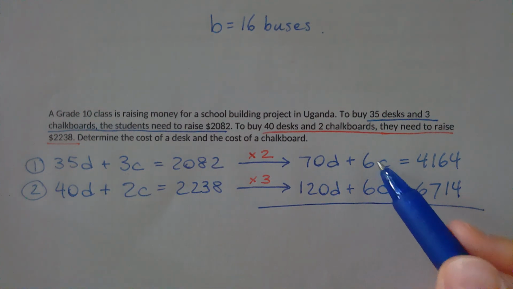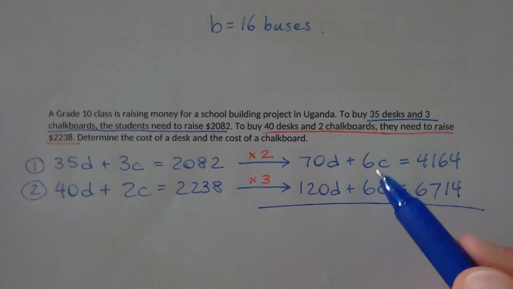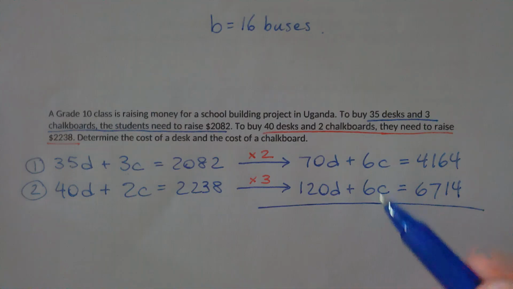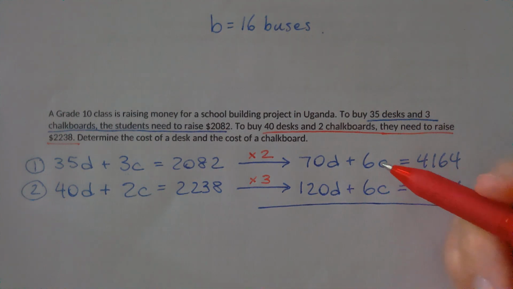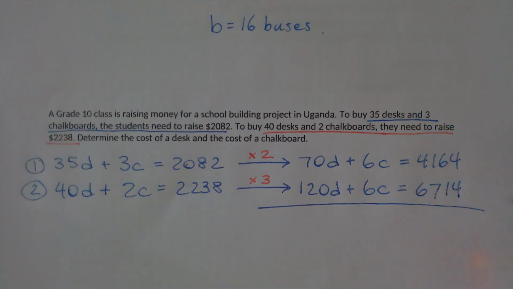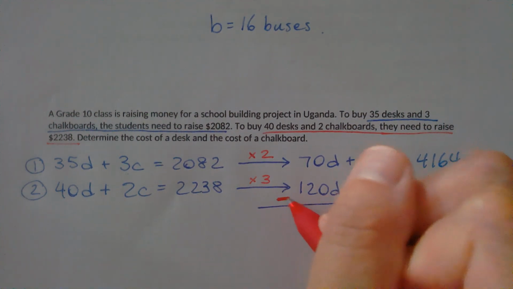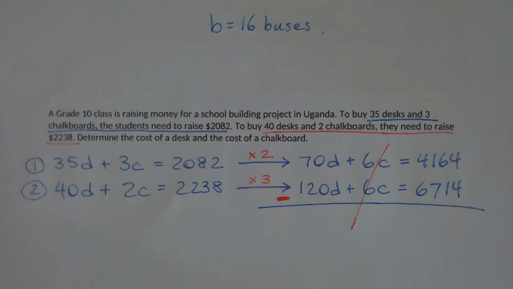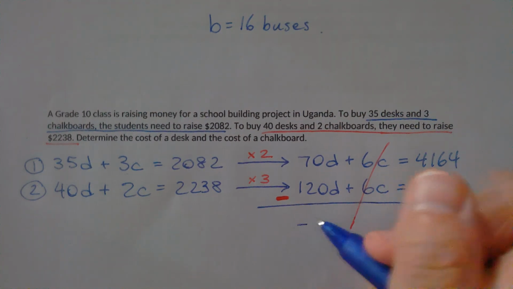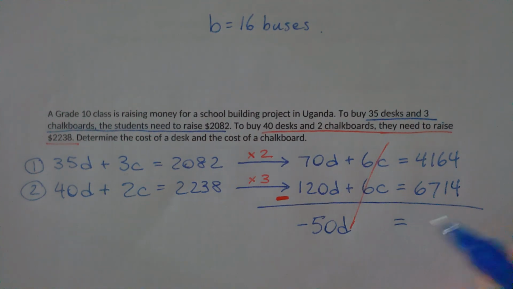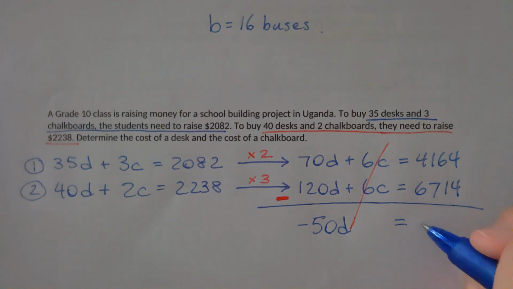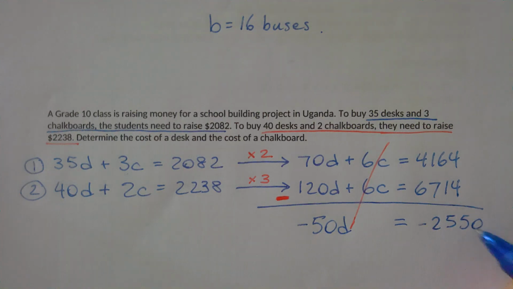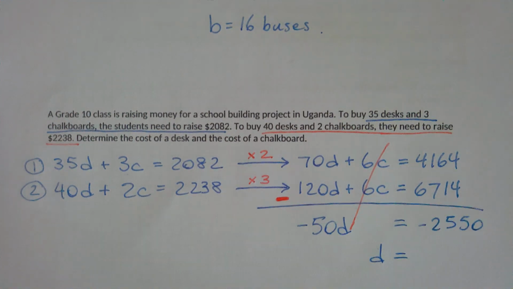Okay, what do you notice right here? I have the same variable and same coefficient, right? So now I can add or subtract them. Should I add or subtract these two equations? Subtract. We're going to get rid of the variable, because 6C minus 6C gets rid of it. So 70 minus 120, I get negative 50D. And then 4164 minus 6714, negative 2550. Divided by negative 50.